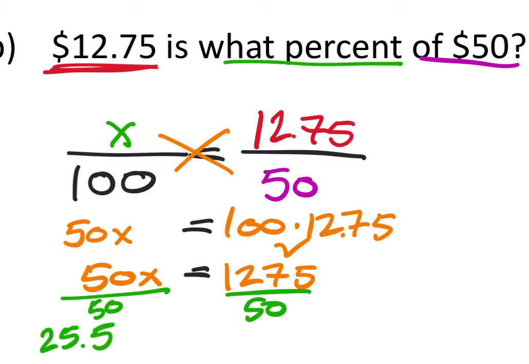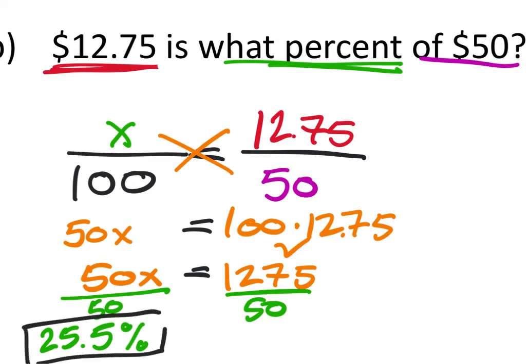Now remember, it's not good enough just to write this, if you're doing it by hand, as 25.5, because it said what percent, which means we do need some kind of label on this, which of course would be a percent. So the answer to this one: $12.75 is 25.5% of 50 bucks. Done.